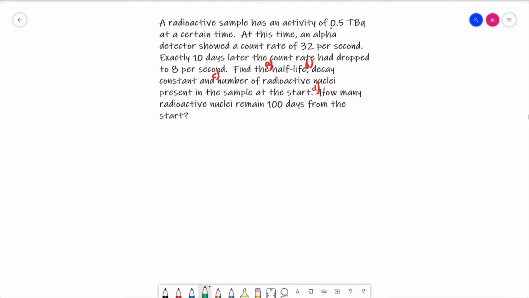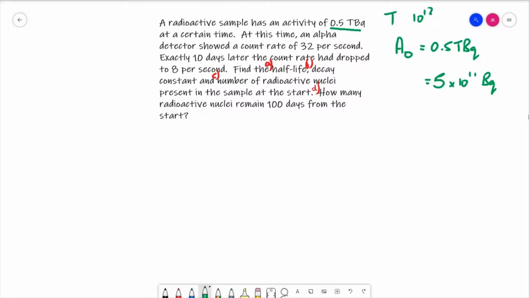We're also given this number here, 0.5 terabecquerel, which is the activity at a certain time. What the question is trying to indicate to us is that this is our initial activity A0. Now tera is 10 to the 12, so this is telling us 0.5 times 10 to the 12, or we can put that down as 5 times 10 to the 11 becquerel.